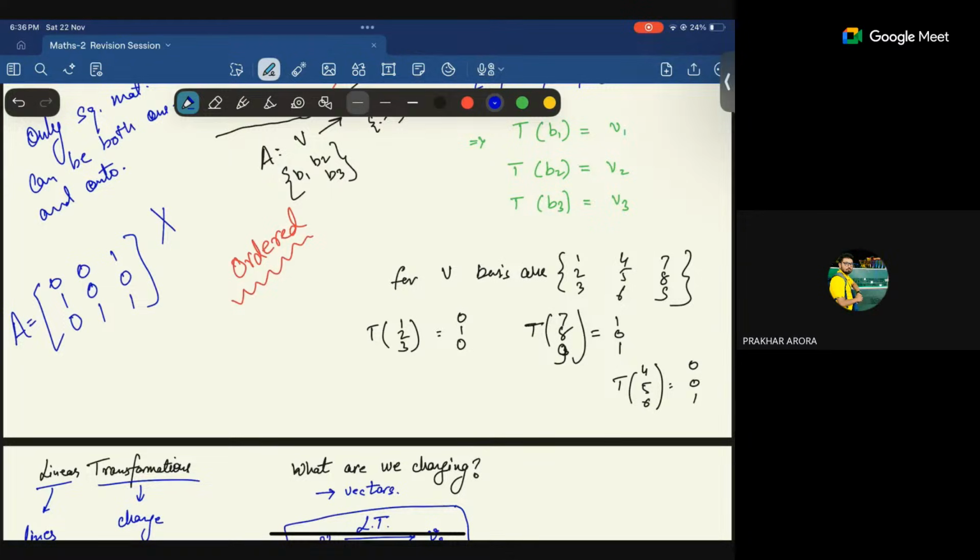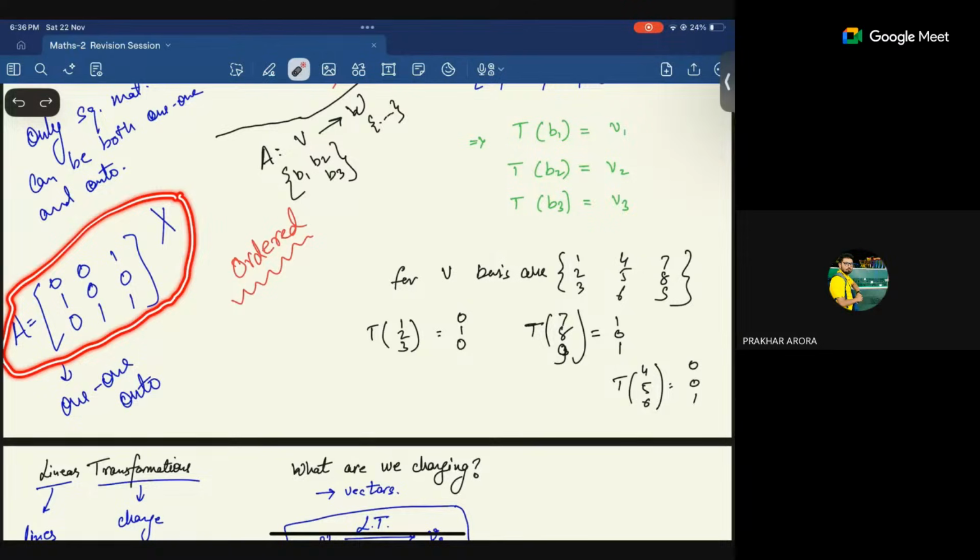Now here you can see that it is both one-one and onto, right? You can check it yourself. Just subtract, just make it minus here. This will become 0, this will become 0, and this is one-one and onto both. So this is how you can find the transformation matrix.